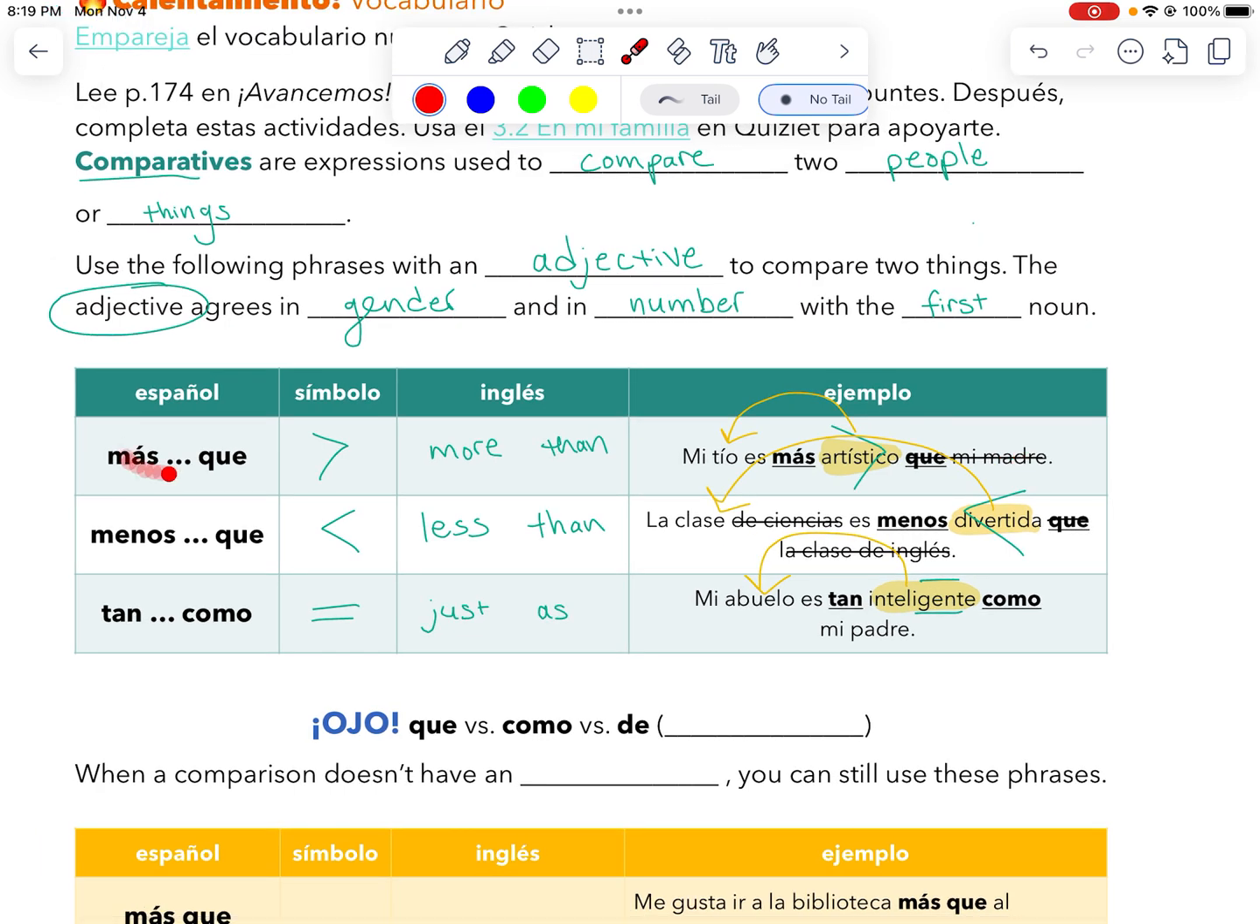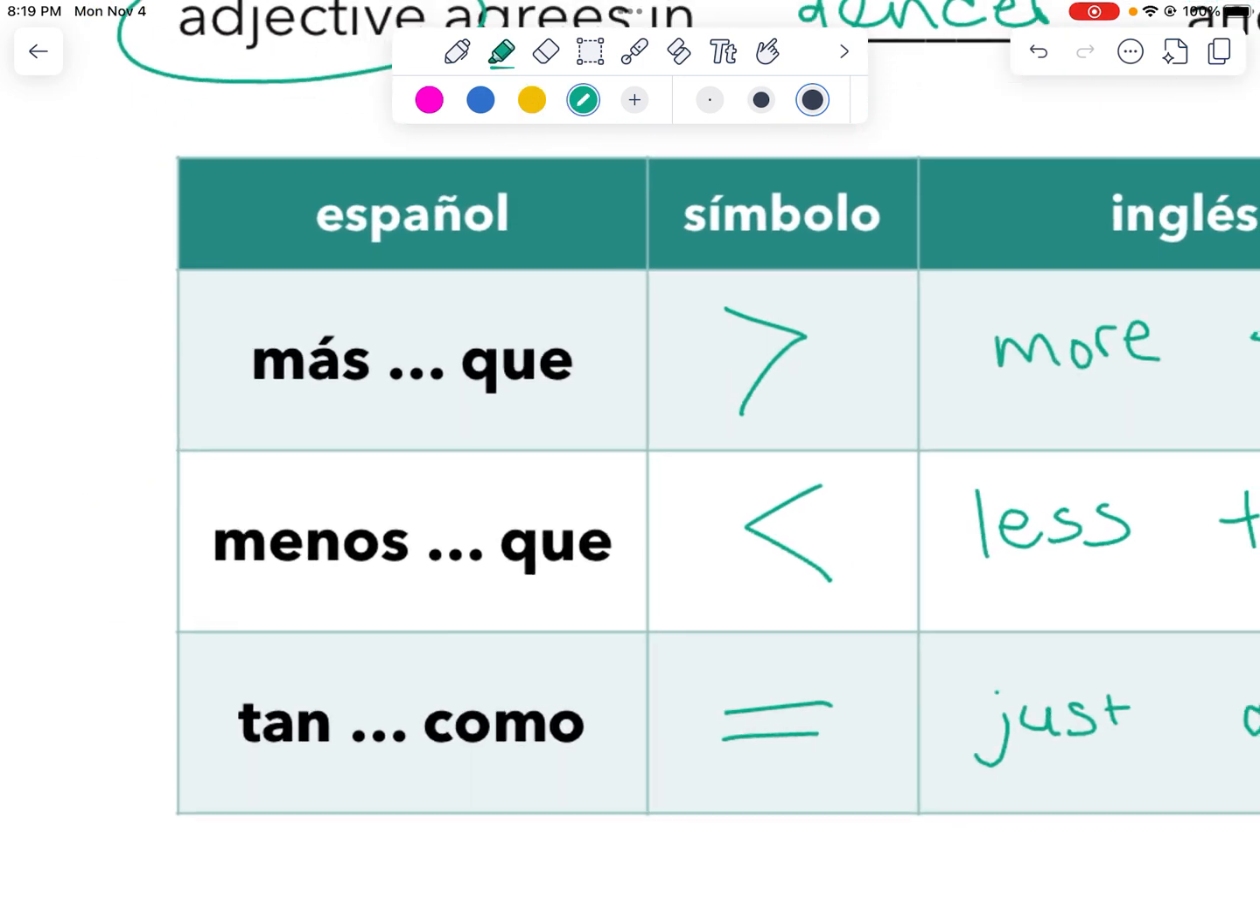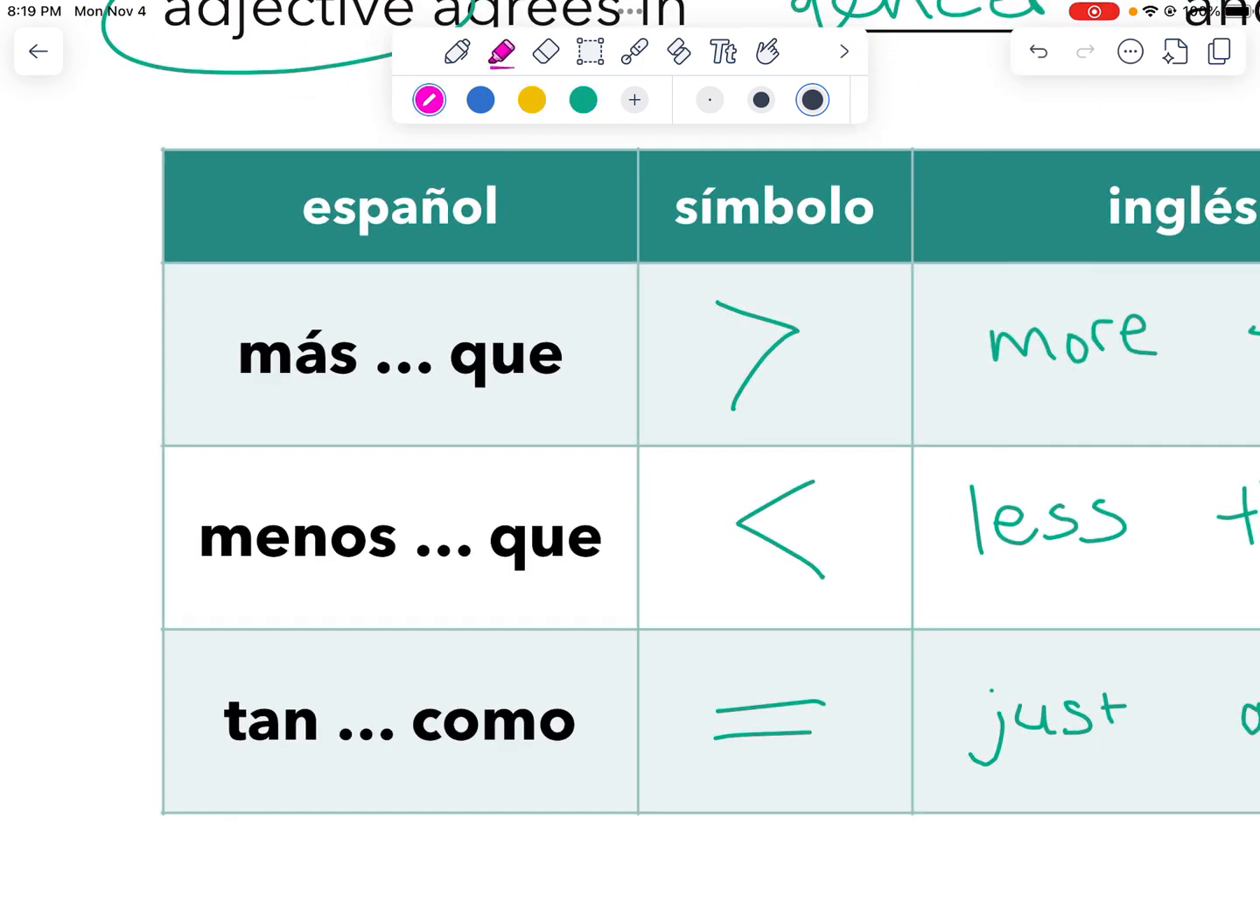Now notice we have más que, menos que, and tan como. So there are 2 different comparison phrases we're using. Que versus como. My hint is if they're unequal, they're not equal, it is que, than. But como is like as, when they're the same, como. A little hint for you is como has 2 O's, so you know it's going to be the 2 lines for equal, just as. Isn't that fun?